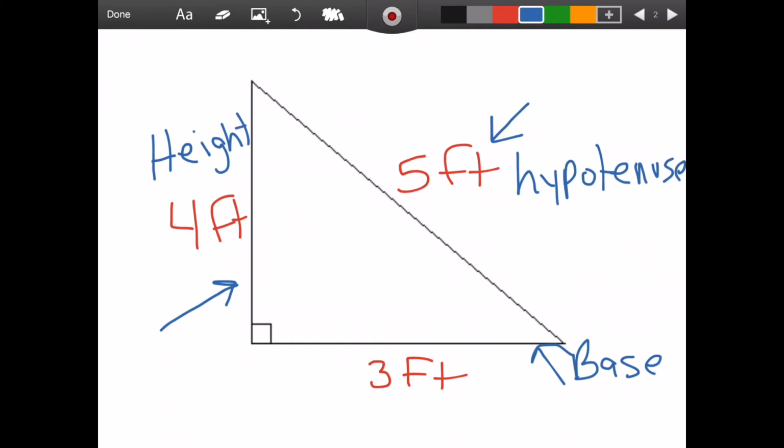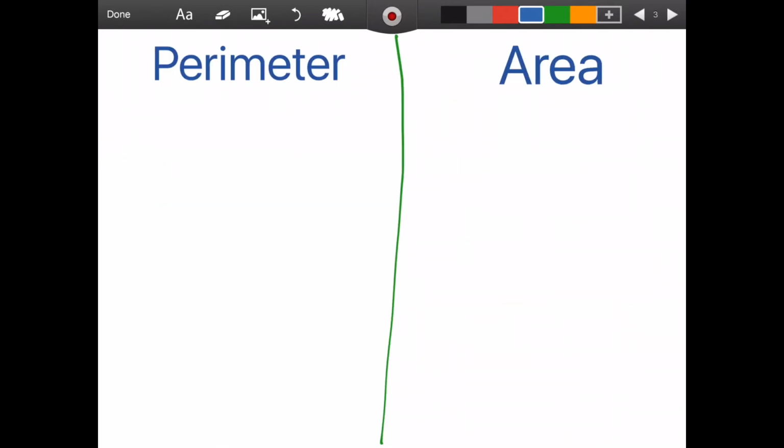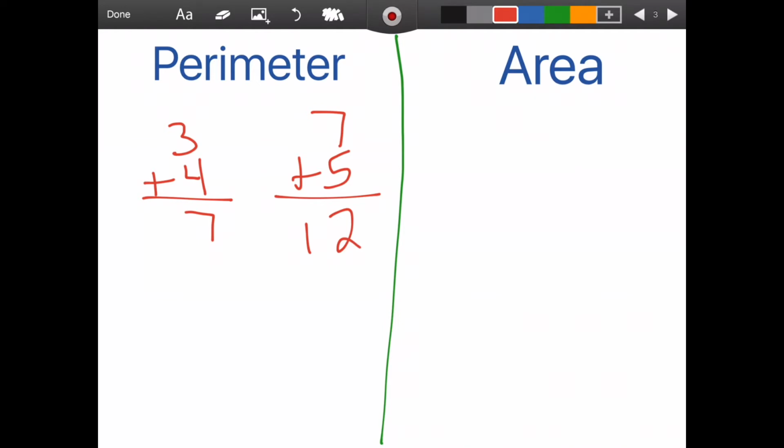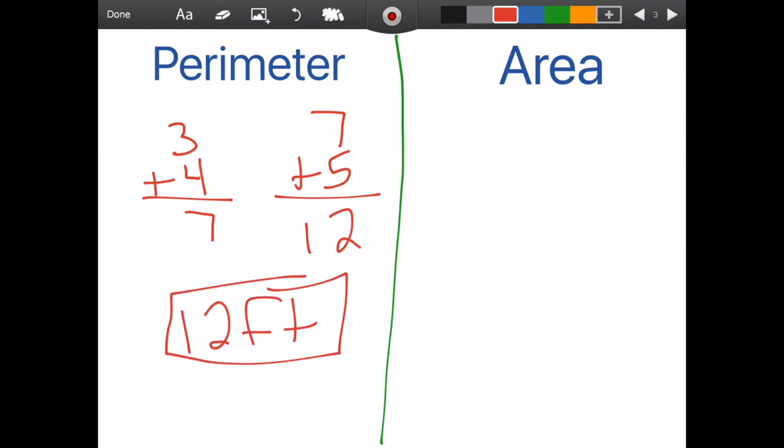Now, in order to find the perimeter of a right triangle, it's really super simple. Remember we talked about finding the perimeter of any shape is just taking the sides, so we have 4 feet, 3 feet, and 5 feet, and adding them because it's just around the outside. So I'm just going to add 3 plus 4, which is 7. And I'm going to add 7 plus 5, which is 12. And I always need to put units on the end. So I know that the perimeter of that right triangle is 12 feet. If there's 3 sides, all you have to do is add those 3 pieces together.